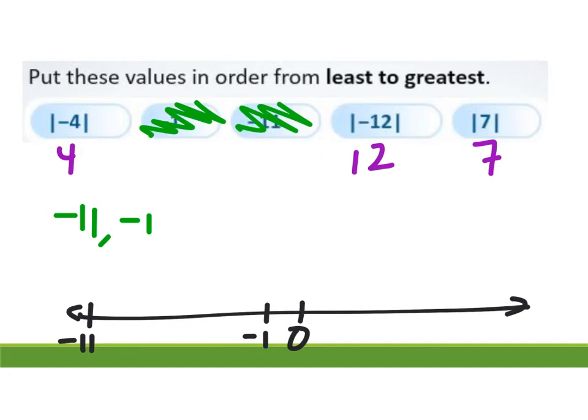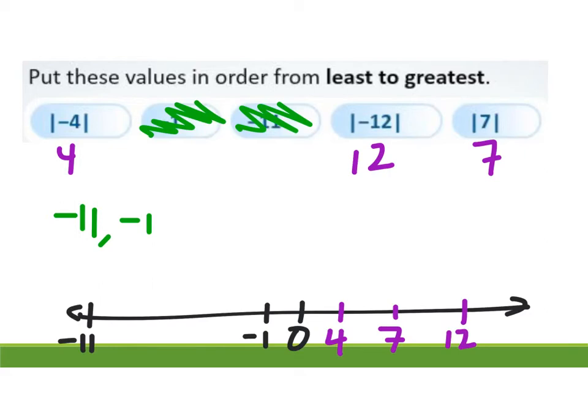Okay, now the other numbers that we have, 4, 12, and 7, we got 3 numbers, and the one that's farthest from 0 is 12, and then 4 is closer to 0 than 7, like this. Now that's not proportional, but I don't care, because it still identifies where these numbers are in relationship to each other and 0.